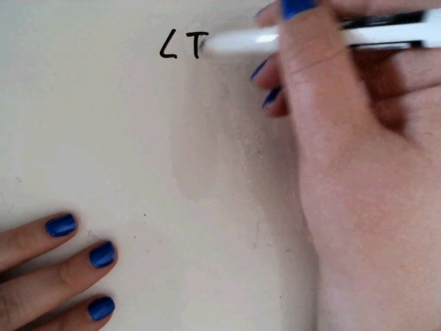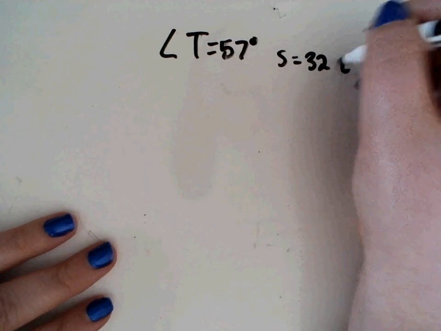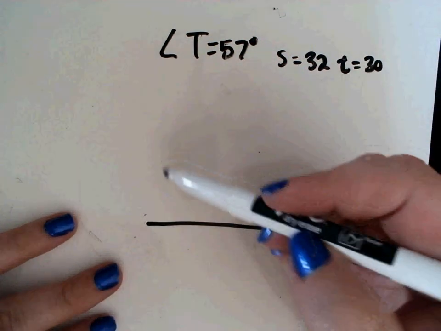And then I want to do: state but do not solve the number of possible triangles that can be formed. I'm going to go with number 18. Number 18 says, in triangle TRS, angle T is 57 degrees, S equals 32, and T equals 30.